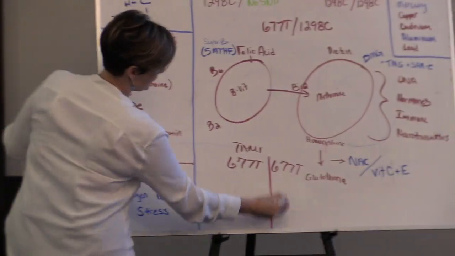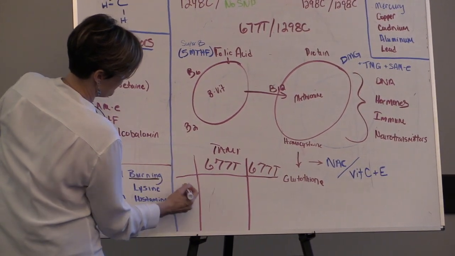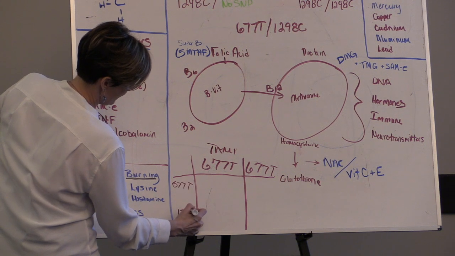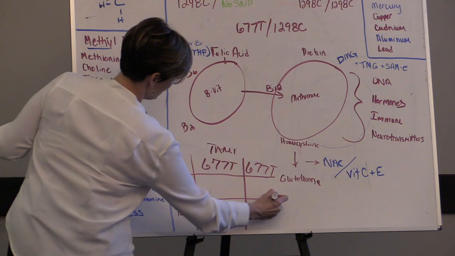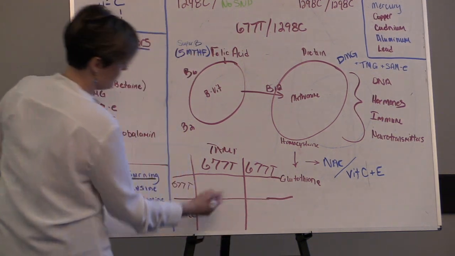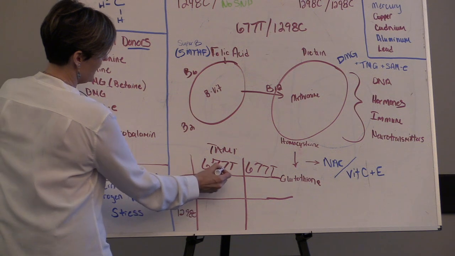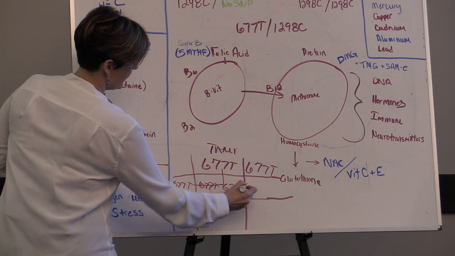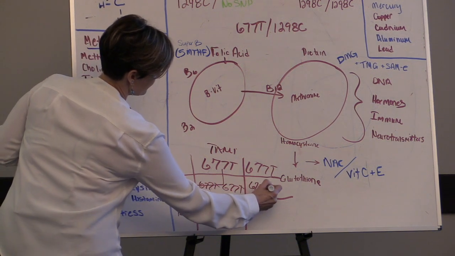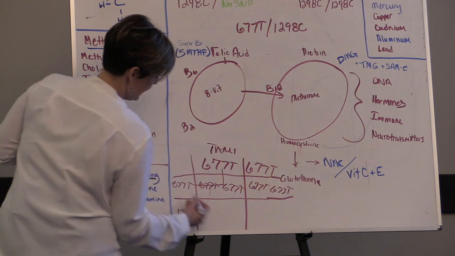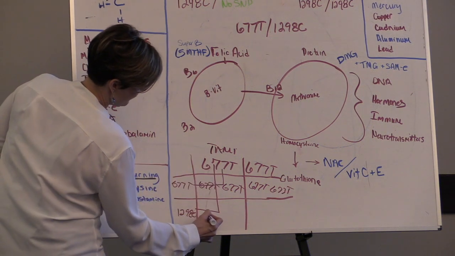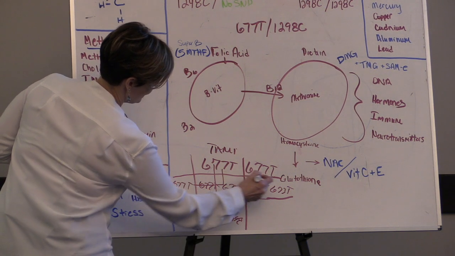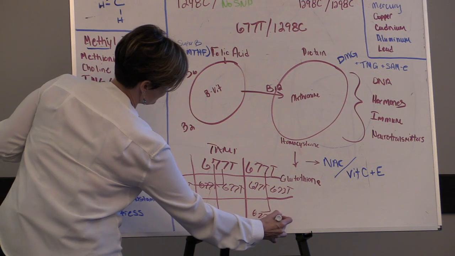And I'm going to draw a line down like this and a line over. And then Heather, what are you? 677T and 1298C. And so I'm going to put this in this little Punnett square because I want to see what the probability of children are, right? So I know I'm going to have one child that's a double 677T. And then I'm going to have another one that's a 677T. And then I'm going to have one that's a heterozygous 677T with a 1298. And then I'm going to have one that's a 677 with a 1298.